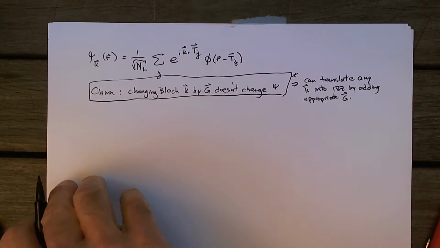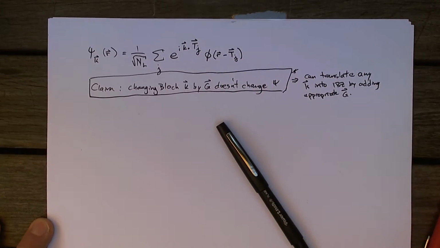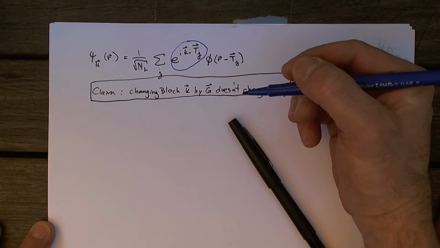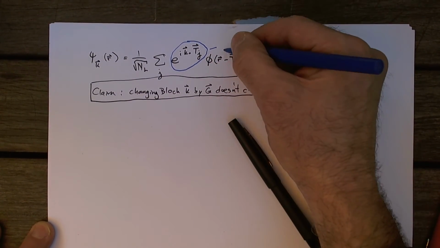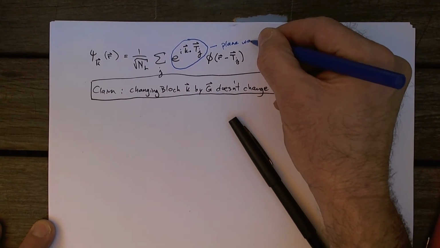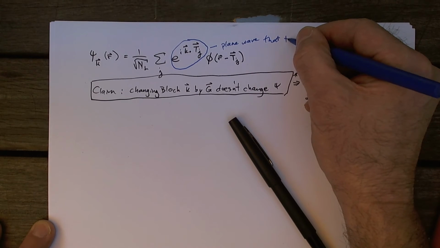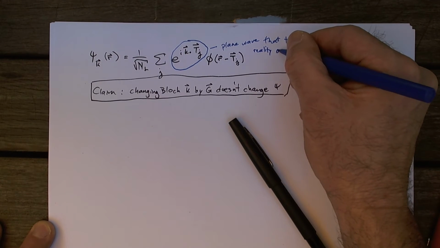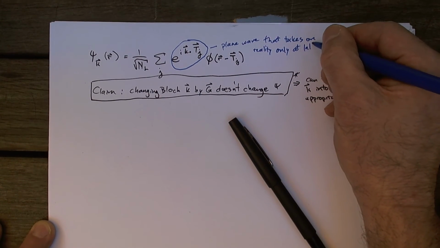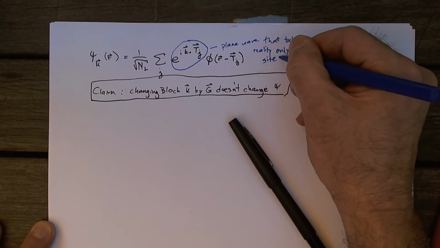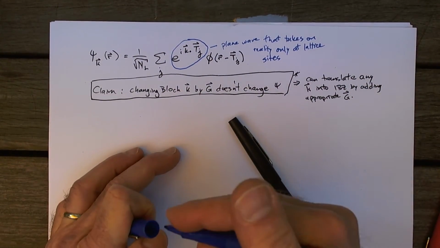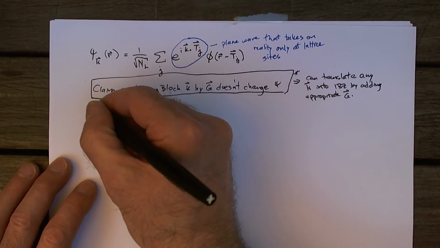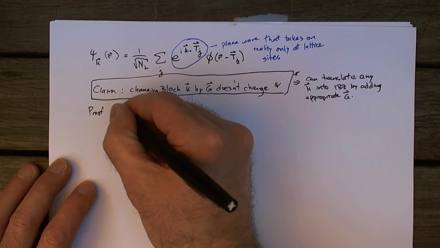So let's prove this, and in our proof we are going to take advantage of the fact that the coefficients that appear in the tight binding wave function represent a plane wave that takes on reality only at the lattice sites. And so the proof of this is going to be really exactly the same as it was for the case of phonons. So proof for tight binding.